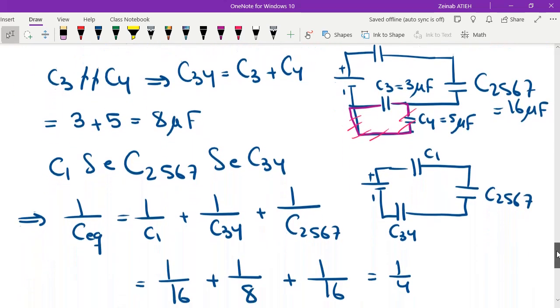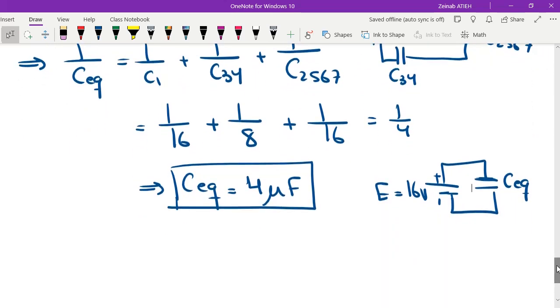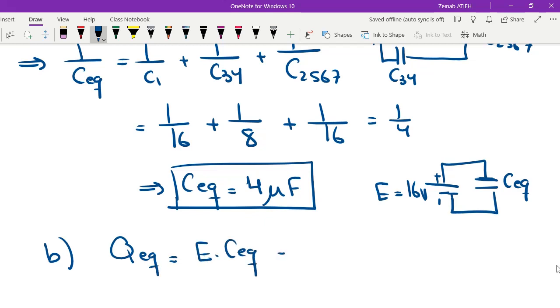Here we are not given any step, so I have to go from the end and go back until I reach C7. So let's start B. First I have C equivalent, so I try to find the Q equivalent. C equivalent is connected to a dry cell of voltage 16 volt, so when this capacitor is fully charged it will charge to 16 volt and carry a charge. Q equivalent equals E times C equivalent.